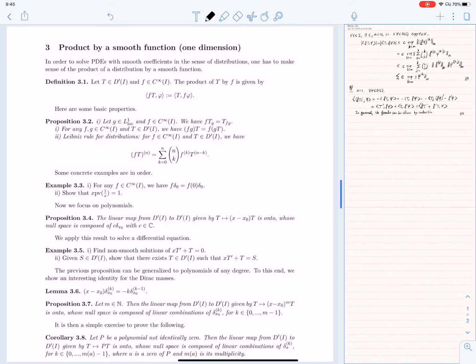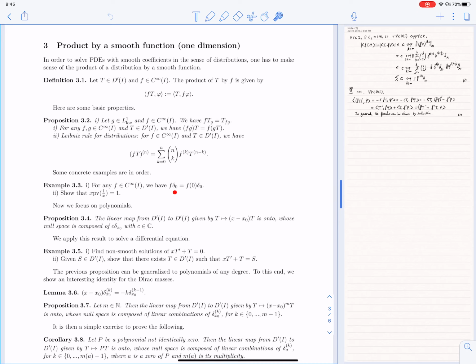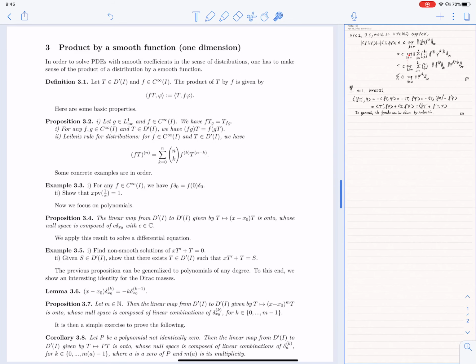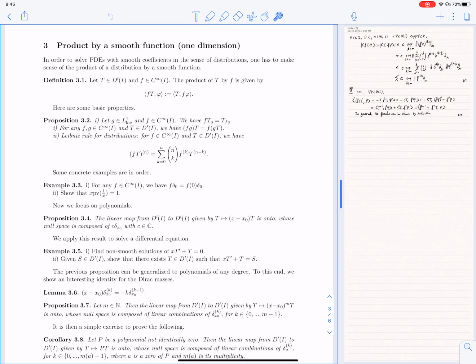So now we consider a bunch of examples. The first one is pretty simple. We consider a Dirac mass. So the distribution is the Dirac mass at 0, and the function is a smooth function. So this is a well-defined object according to our observation in this part. Also, what is this distribution? This distribution turns out to be quite simple. It's a constant times the Dirac mass.